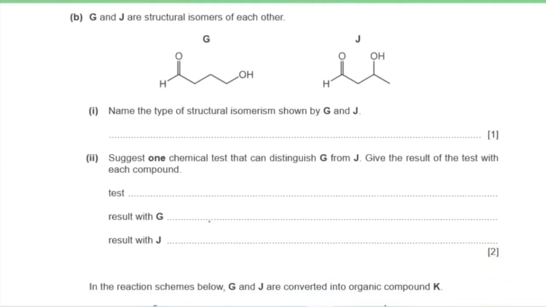Part B, G and J are structural isomers of each other. Part 1, name the type of structural isomerism shown by G and J. So this is positional isomerism because only the position of the functional group is varying here in G and J. So positional isomerism.